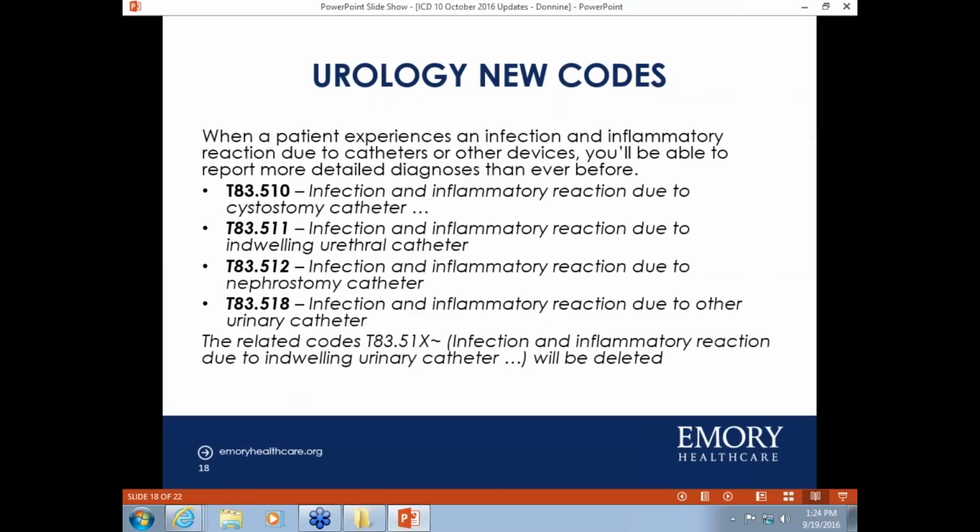Other new codes: when the patient experiences an infection or inflammatory reaction due to catheters or devices, you'll be able to report more detailed diagnosis than ever before. There's infection and inflammatory reaction due to cystostomy catheter, an indwelling urethral catheter, nephrostomy catheter, and the urinary catheter. So those codes will replace the infection of the urinary catheter alone. They've gotten real specified with exactly what type of device it is.